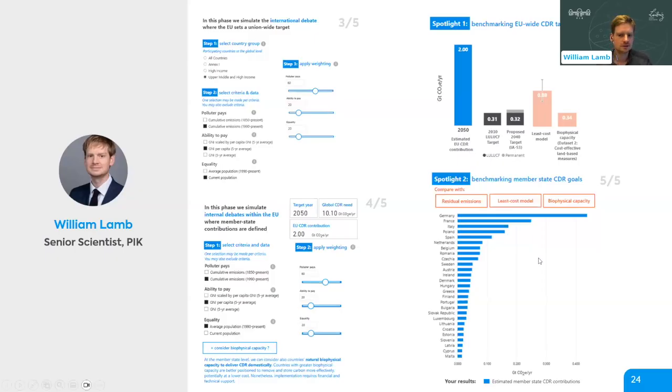On the equity criteria, I chose cumulative emissions since 1990. I think 1850 can also be justified. 1990, of course, is very clear because this is when the science and the policy was established. So we had the first IPCC report, we had the UNFCCC. No one can deny that at that point in time, we knew that climate change is a major issue. So I think when you think about cumulative historic emissions, that is a very clear cutoff date.